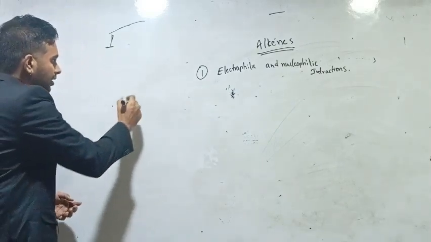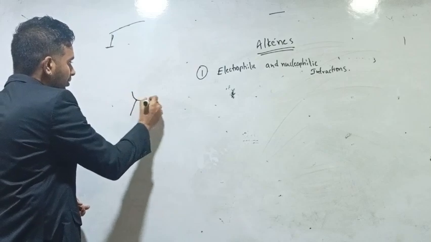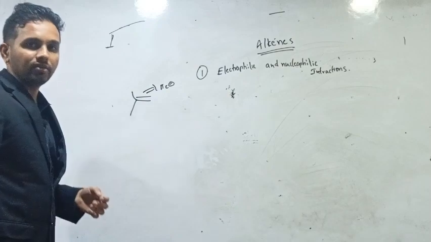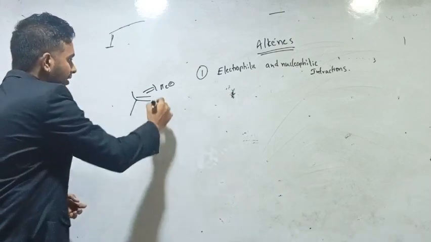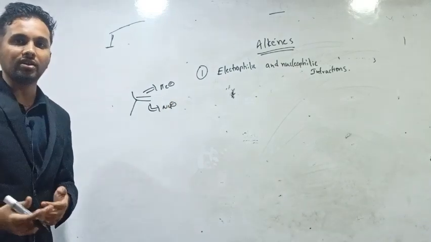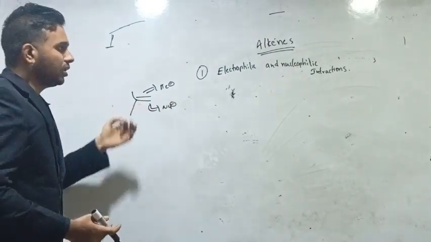If we consider alkene itself as a molecule, alkene has pi electron density. Because of this pi electron density, alkene can act as a nucleophile. Therefore, we can add various types of electrophiles to the alkene.